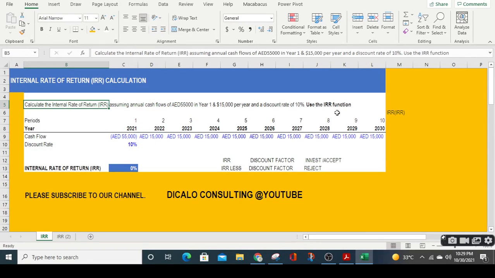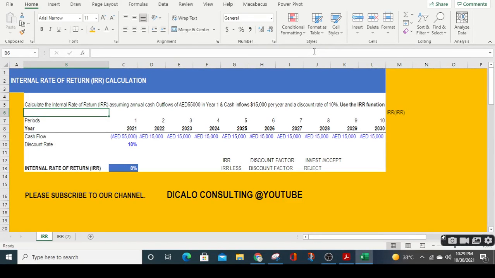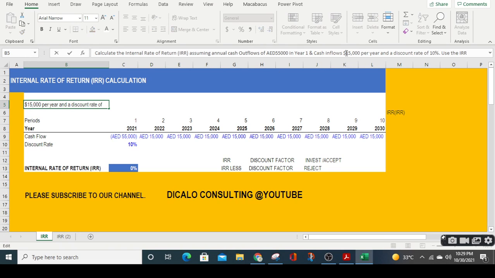The question is, calculate the internal rate of return assuming annual cash flows. We have annual cash outflows of 51,000 in year one and cash inflows of 15,000 dirhams, because all the values here are in dirhams, so we need to change this USD to AED. So everything here is in AED.